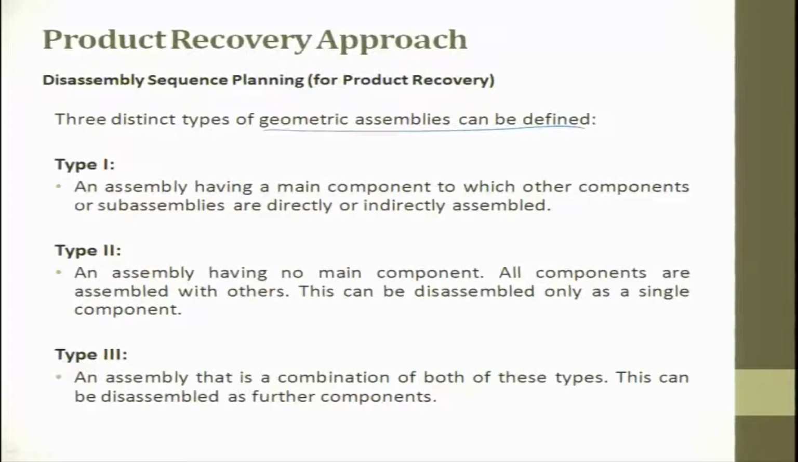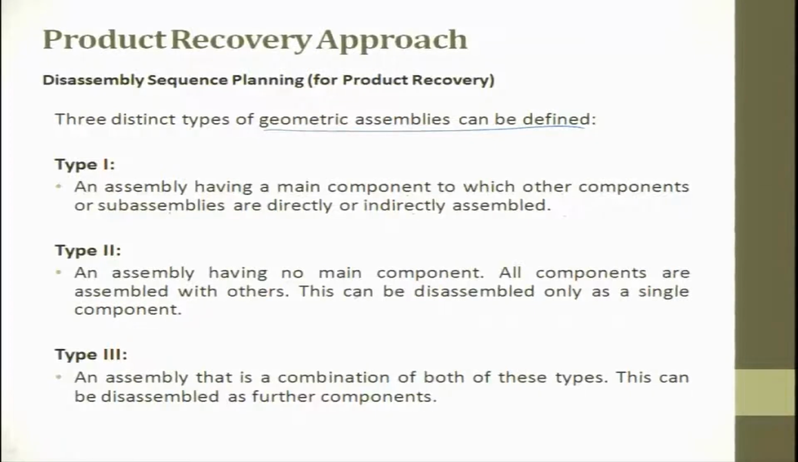The disassembly sequence plan for product recovery has three distinct types of geometric assembly that can be defined: type 1, type 2, type 3. Type 1, an assembly having a main component to which other components or disassemblies are directly or indirectly assembled, for example, breadboard, PCB. Type 2, an assembly having no main component, all components are assembled with each other. This can be disassembled only as a single component. This is something like what is used in toys.